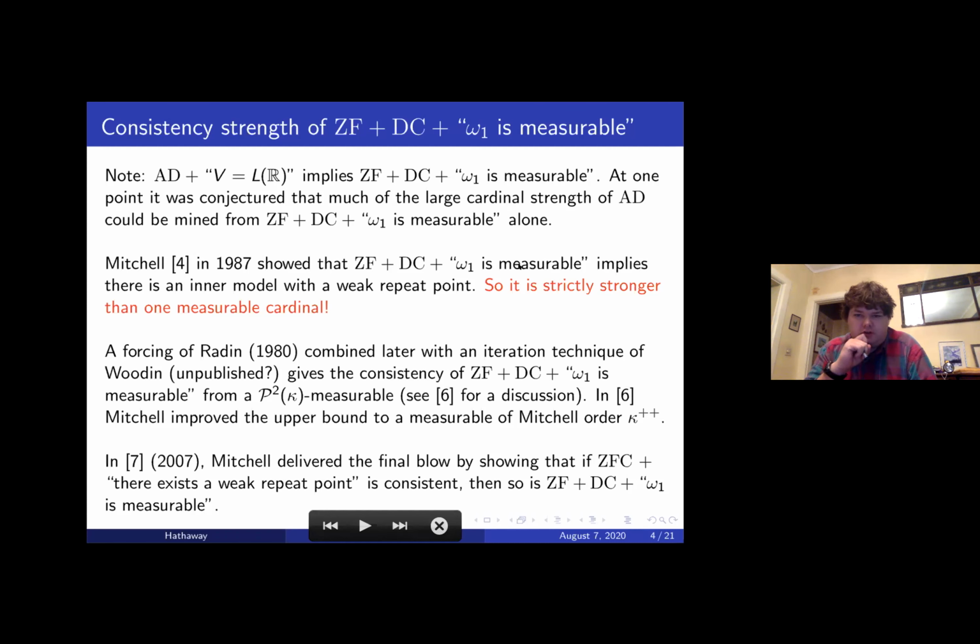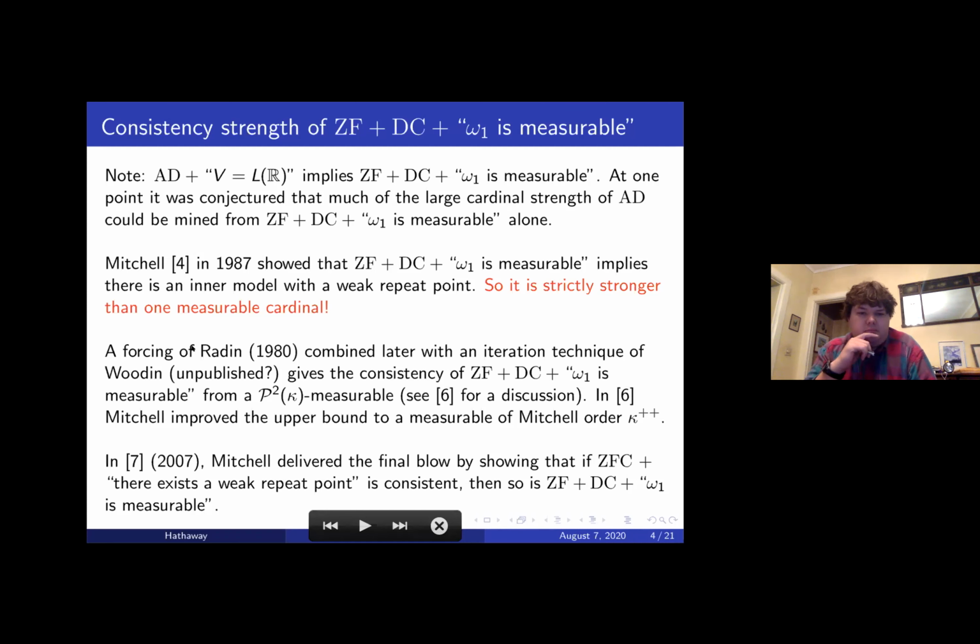So Mitchell showed that this implies there's an inner model with a weak repeat point. So the strength of this is at least a weak repeat point. What that shows is that ZF plus DC plus omega 1 is measurable via the club filter is strictly stronger than ZF plus omega 1 is measurable. What about the upper bound?